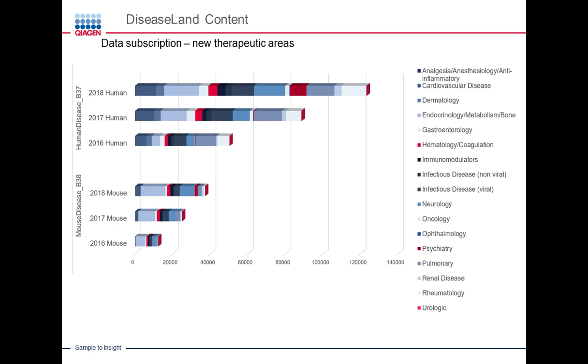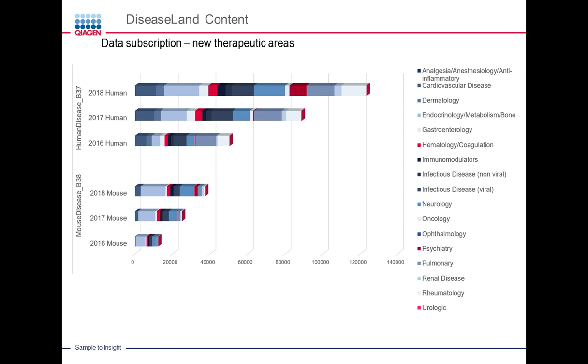If we look at the graph here, you can see that broken down by whether it's a human or a mouse study and the year, basically 2016, 2017, or 2018, we can look at the growth of the content in terms of sample number over time. And then we can see that this is broken down based on those therapeutic areas.